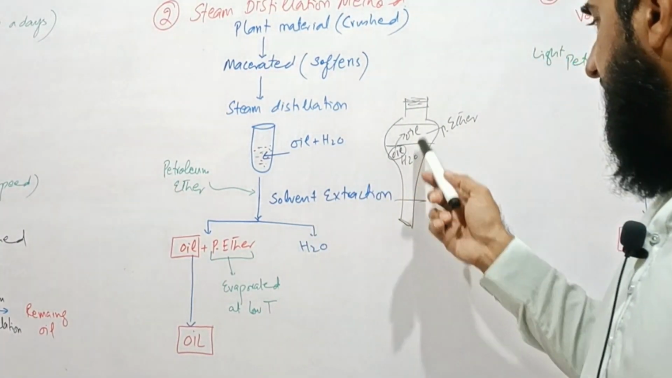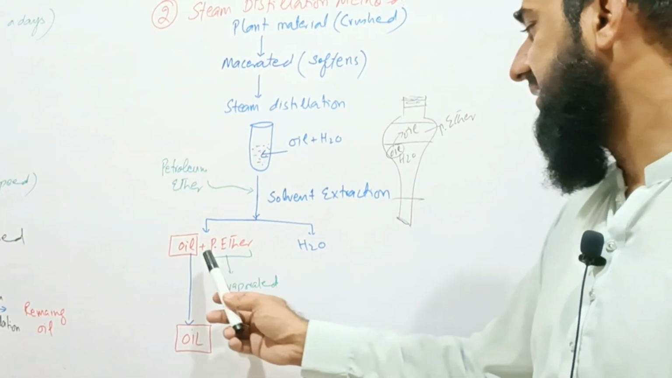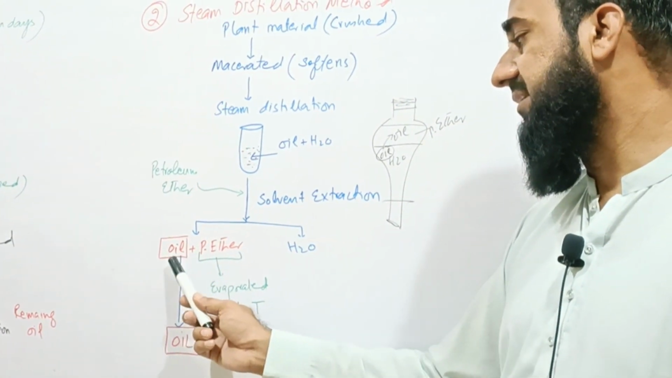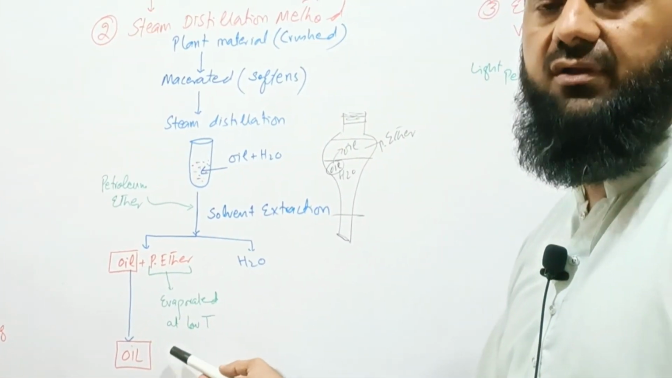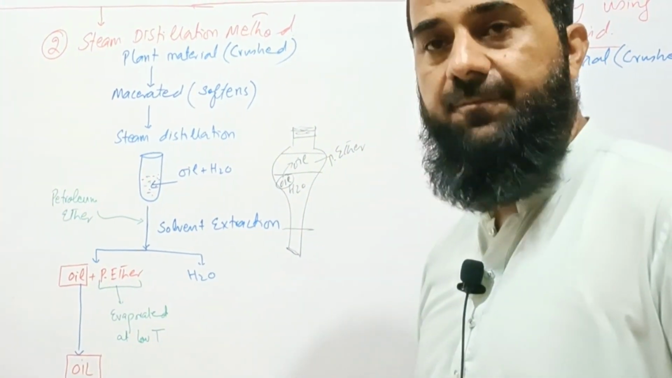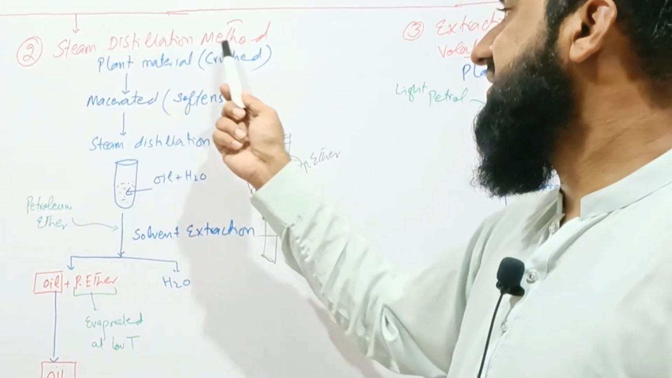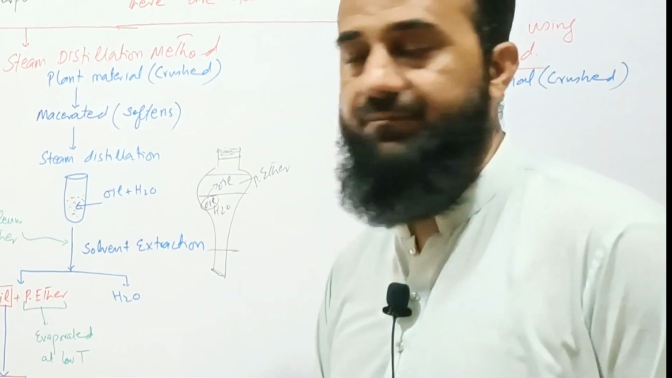So after solvent extraction, we remove the water layer and keep the ether layer. The ether layer contains oil, and the ether is evaporated at controlled low temperature as well as low pressure, and we obtain the oil. So in the steam distillation method, we obtain oil by using steam.